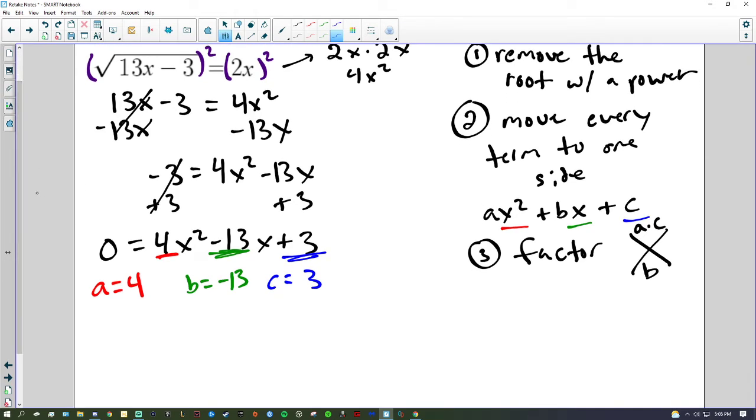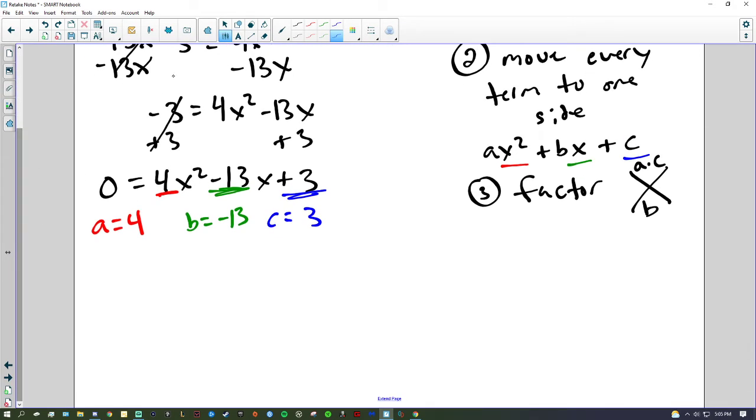Okay, now it's time to draw my X and factor this. So I'm going to draw a nice big X. Up on the top is A times C, and B on the bottom. A times C is 4 times 3, which is 12. My B value goes on the bottom, which is negative 13.